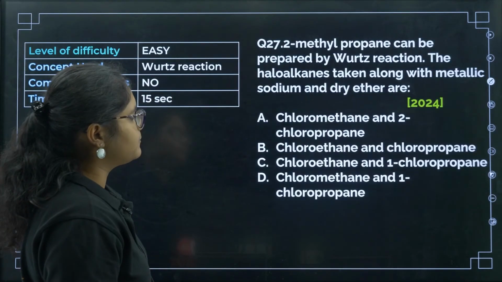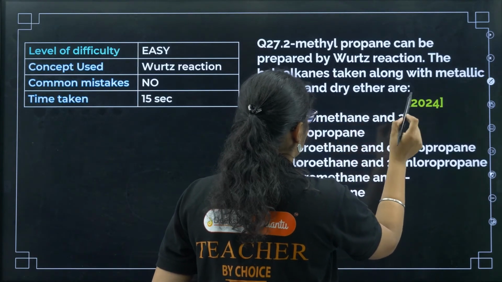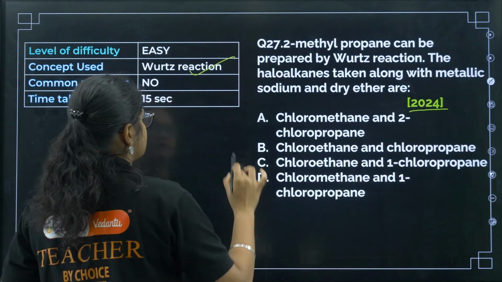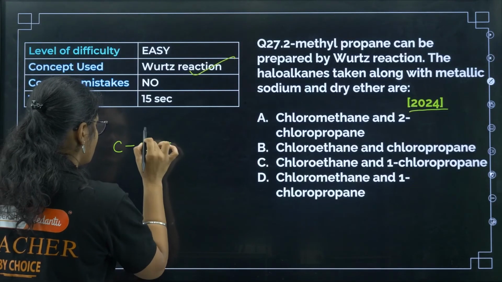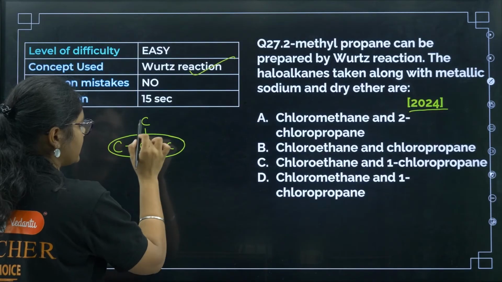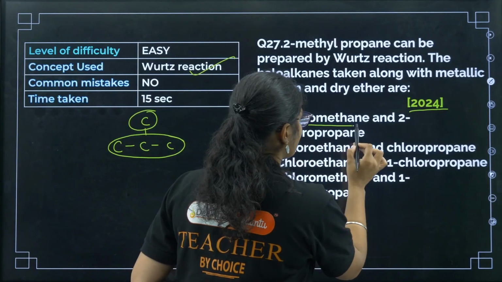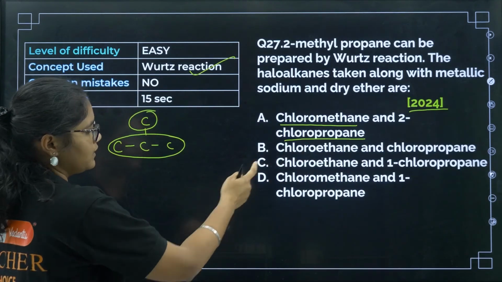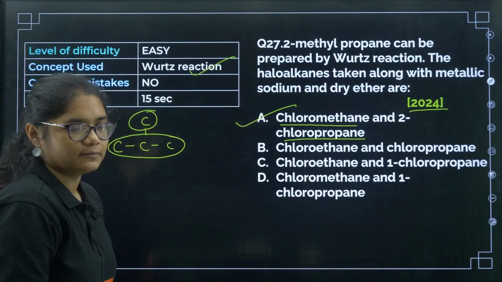Next, 2-methyl propane can be prepared by Wurtz reaction. The haloalkanes taken along with metallic sodium and dry ether are... A 2024 question on Wurtz reaction, a very simple question. You need to prepare 2-methyl propane, right? So you need to take one haloalkane like this and one haloalkane like this. So you need to take chloromethane and 2-chloropropane. If you take chloromethane and 2-chloropropane, we will get this compound, right? So the correct answer will be option number A.